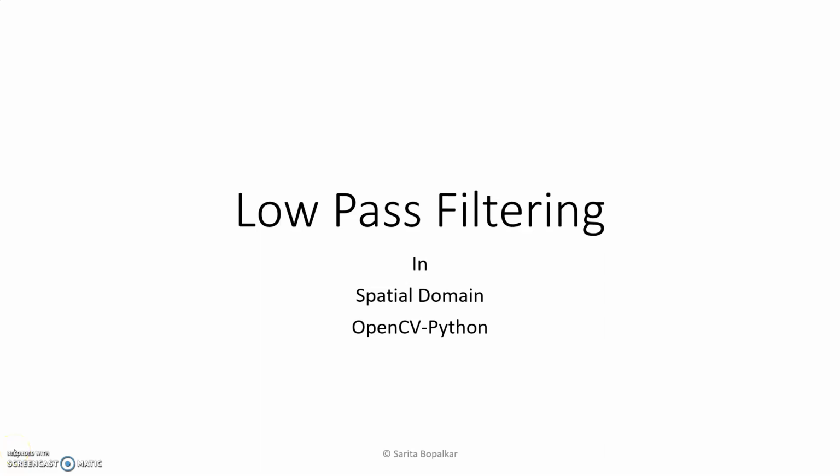Hello and welcome. In this video, we are discussing low-pass filtering in spatial domain using OpenCV Python. Low-pass filtering is also called smoothing or blurring the image. The main objective of blurring the image is to blur the noise. As noise is a high frequency component, we want to remove this noise from the image, and for that we are using this smoothing operation or low pass filtering.